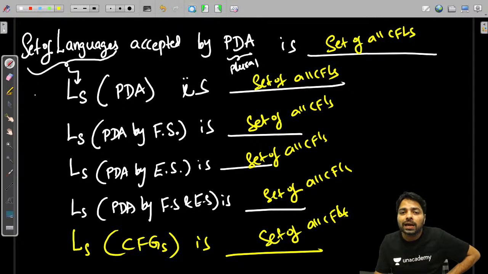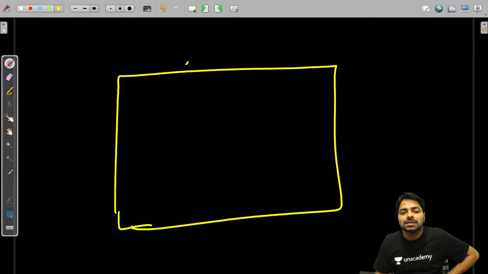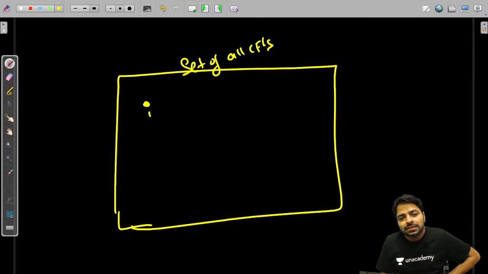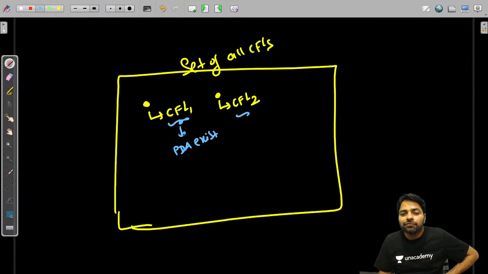Now look at what I am talking about. This box name is set of all CFLs. And this is a dot, this is a single CFL. This is another CFL. And for each CFL you have a PDA. PDA exists. And for this one, PDA exists. Not only PDA, CFG exists.